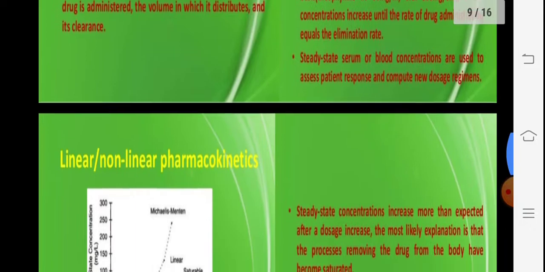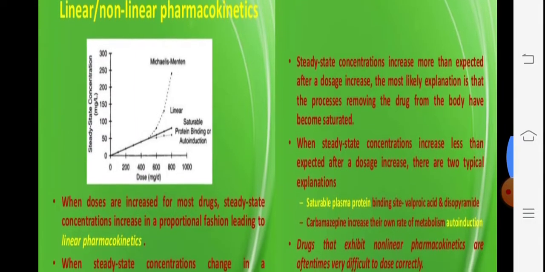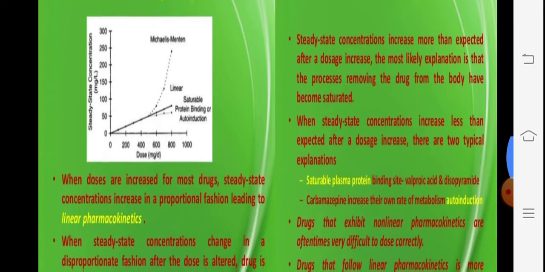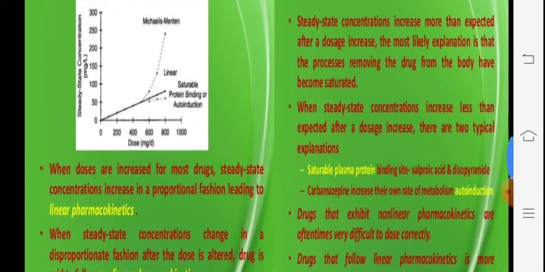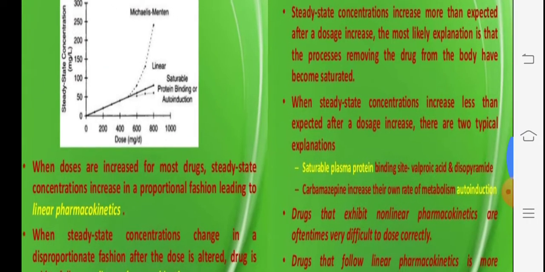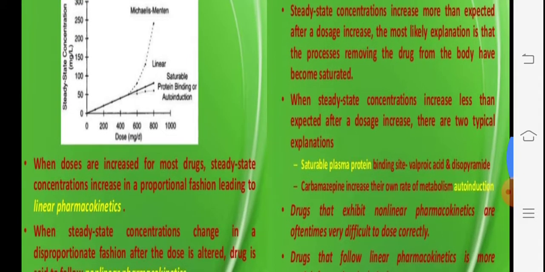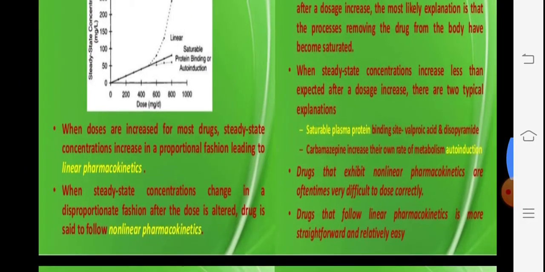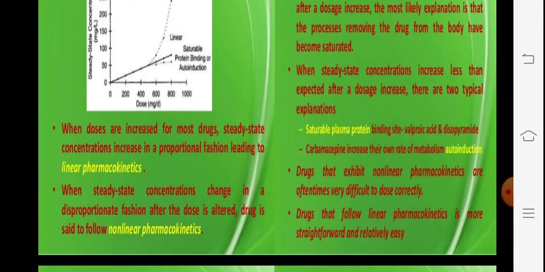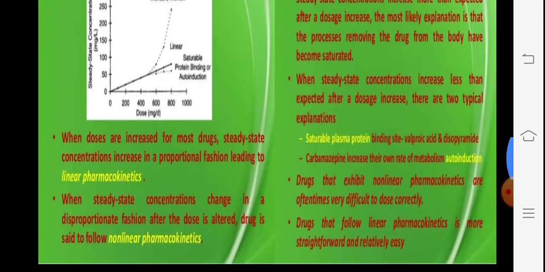Next, there is linear or non-linear pharmacokinetics. You are observing the graph, so it shows a straight line, right? Non-linear means concentration changes in a disproportionate fashion after the dose is altered. So this drug is called non-linear, and linear means it is in proportion, right?